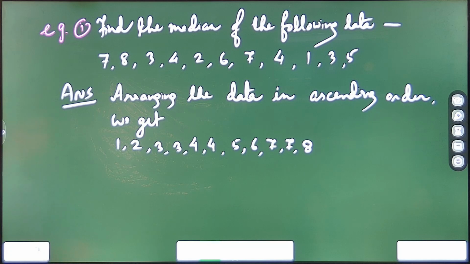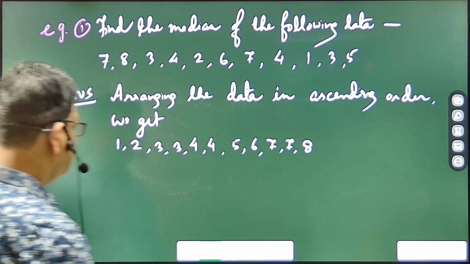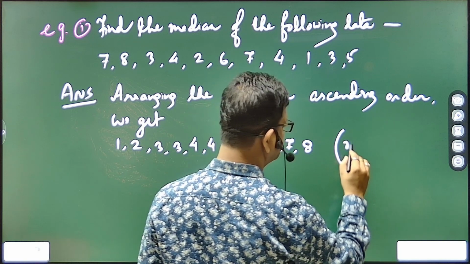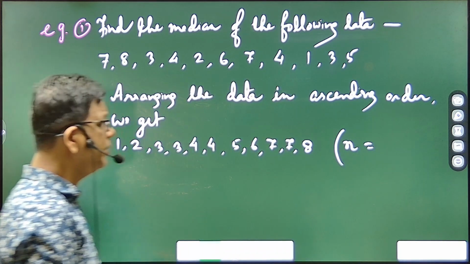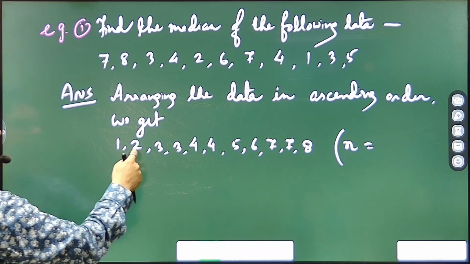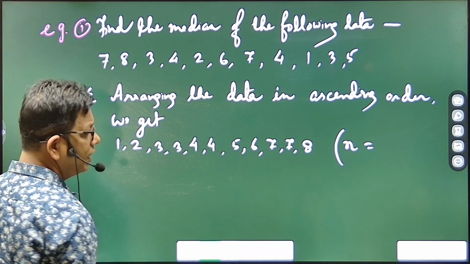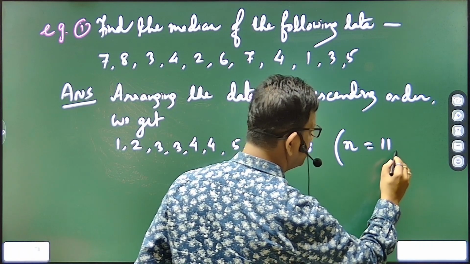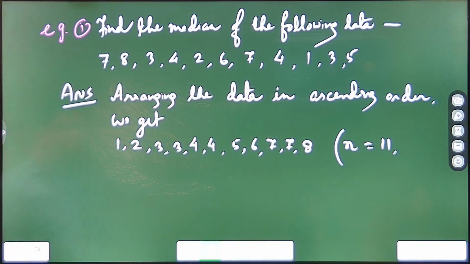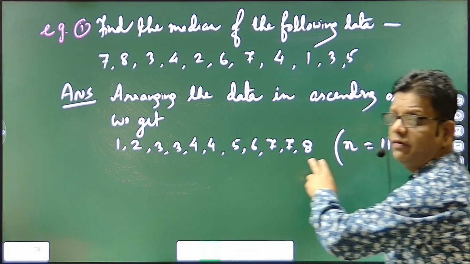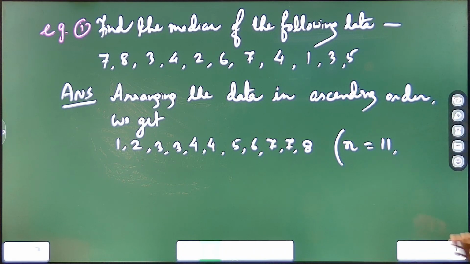Now what you need to do is just count how many numbers are there. That we call n, the number of observations. So n means how many numbers. Direct counting: 1, 2, 3, 4, 5, 6, 7, 8, 9, 10, 11. How many are here? 11. Could you understand this? Counting is how many such data are there, total 11. Now you have to see whether this is even or odd.